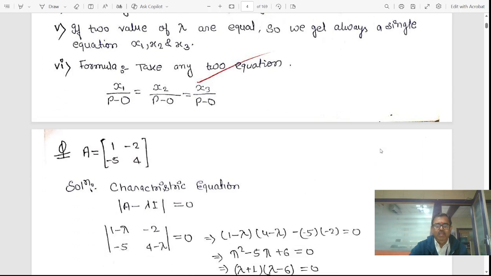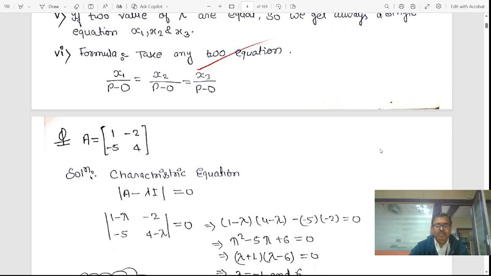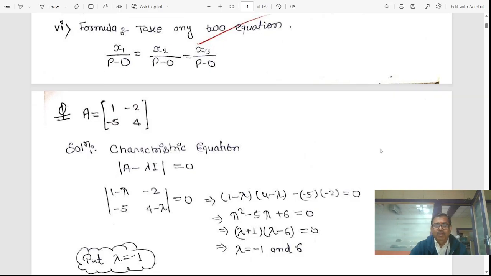Now again we will apply it. Consider another example: A = [1 -2; -5 4]. The order of this matrix is 2 by 2. So now the characteristic equation is |A - λI| = 0. So we can write this as |1-λ -2; -5 4-λ| = 0. After simplification, (1-λ)(4-λ) - (-5)(-2) = 0. So here we get the quadratic equation in lambda: λ² - 5λ + 6 = 0.